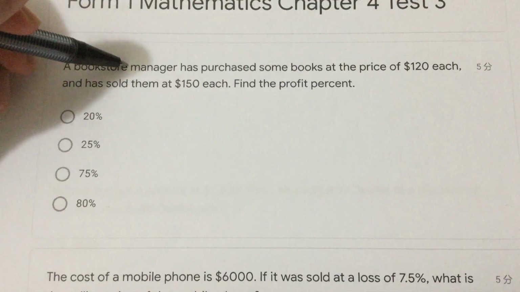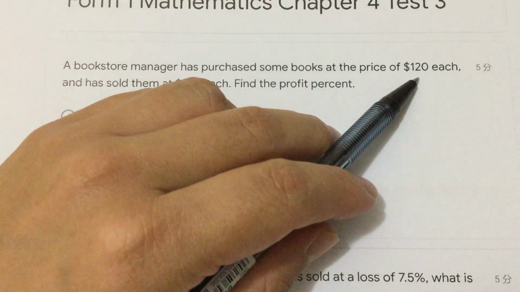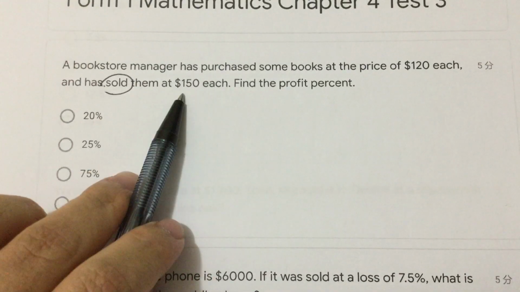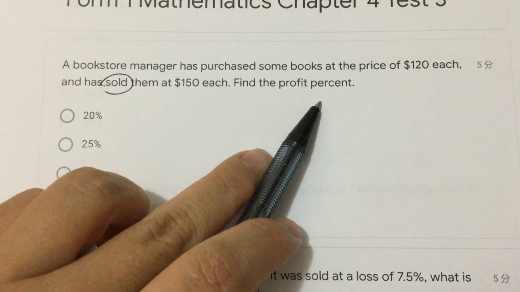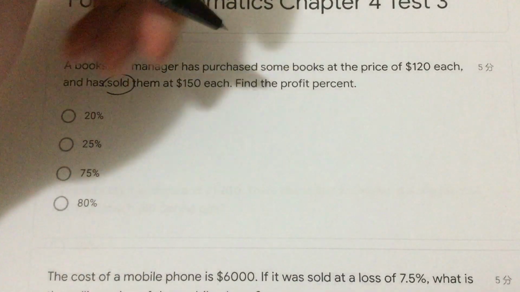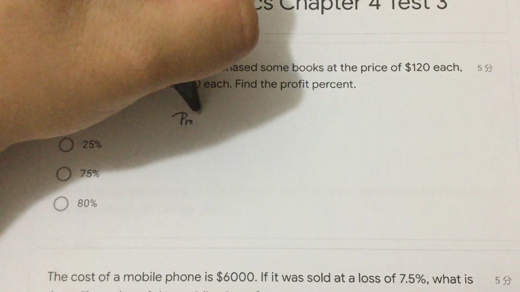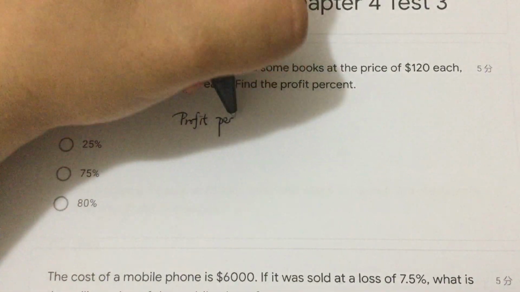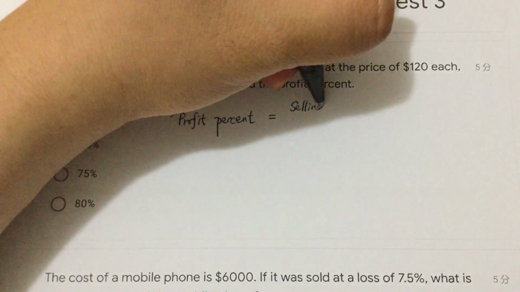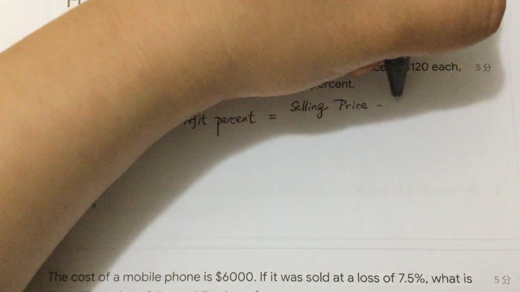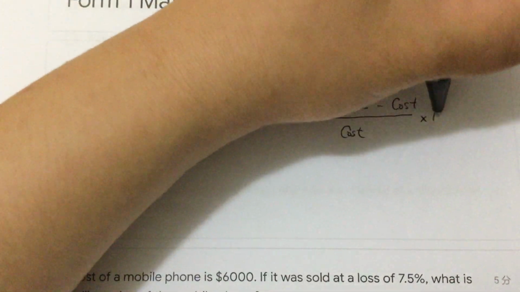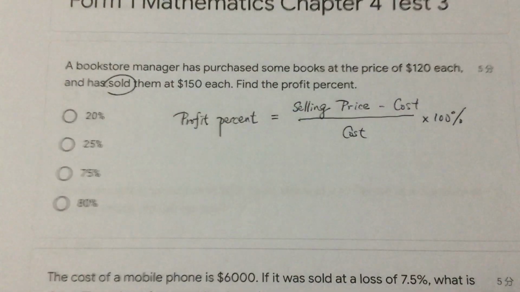A bookstore manager has purchased some books at the price of $130 each and has sold them at $150 each. Find the profit percent. First of all, you must remember the formula that I give to you. The first formula is about the profit and loss percent. The profit percent is equal to the selling price minus cost, over cost, times 100%. So you must remember this formula well.